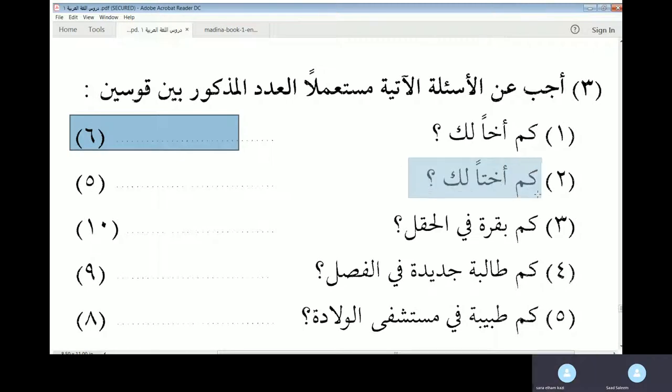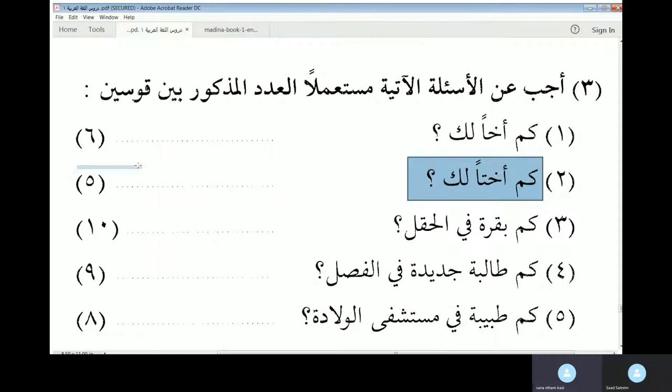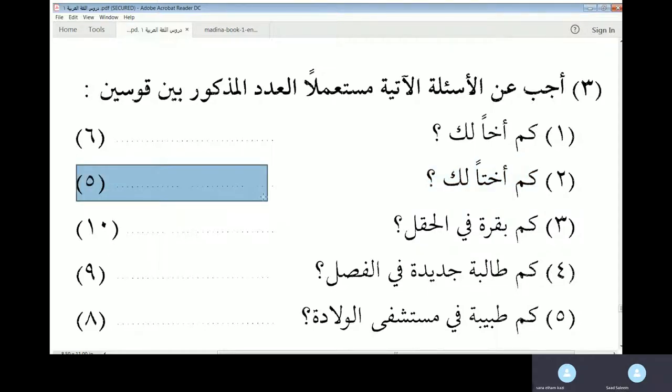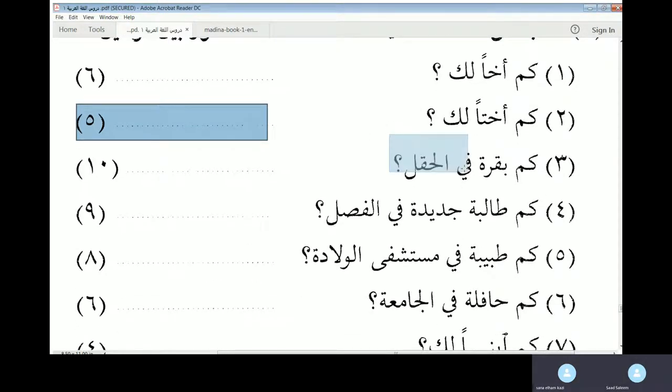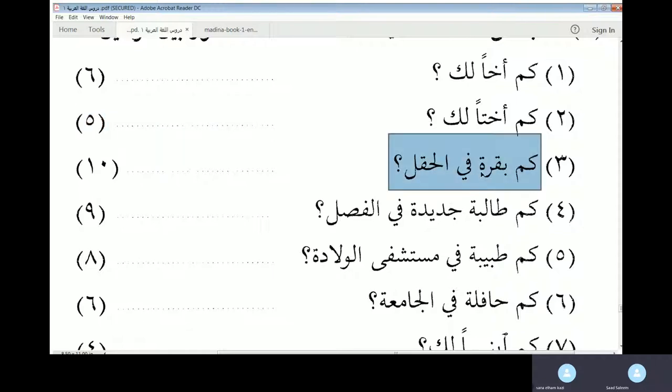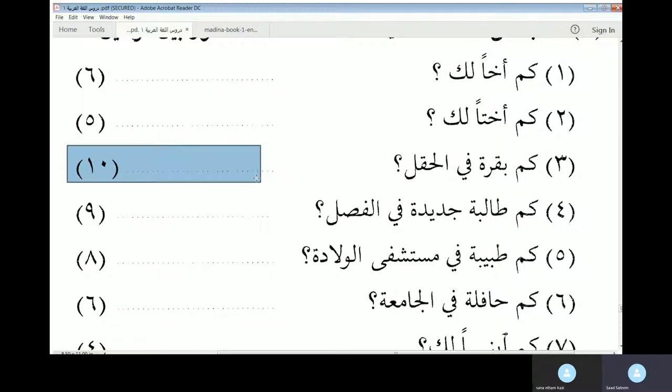كم أختاً لك؟ How many sisters do you have? لي خمس أخوات. I have 5 sisters. كم بقرة في الحقل؟ How many cows are there in the farm? In the field. فيه, in it, عشر بقرات. There are 10 cows.